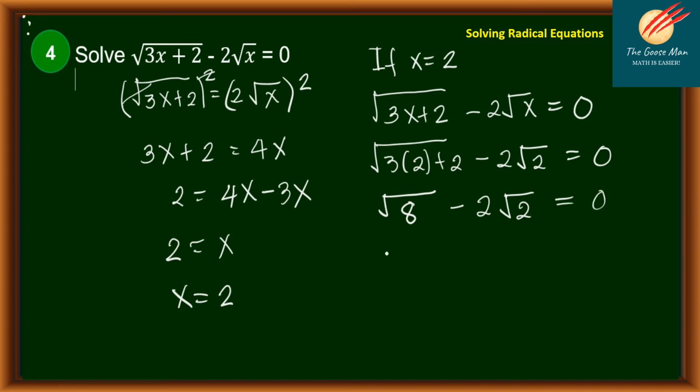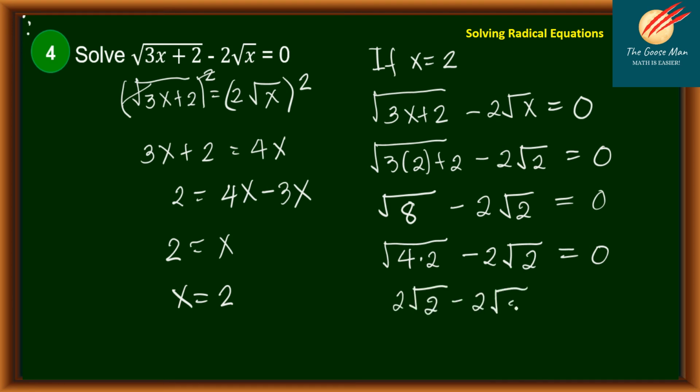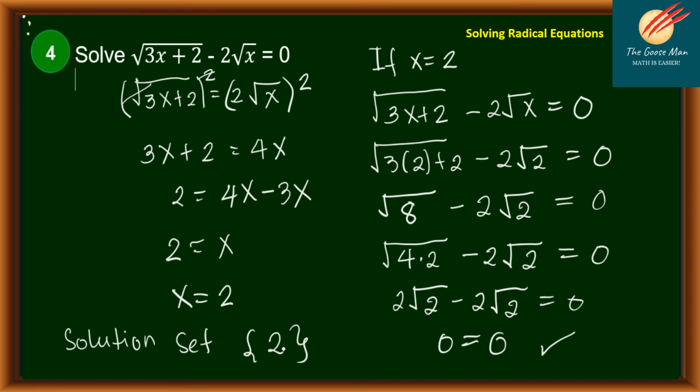However, if we simplify square root of 8, this can be factored as square root of 4 times 2 minus 2 square root of 2 equals 0. Simplifying it further, we have 2 square root of 2 minus 2 square root of 2 equals 0. So we can say that 0 is equal to 0. So this is correct. Therefore, we can say that the solution set is actually 2. So that is for our item number 4.